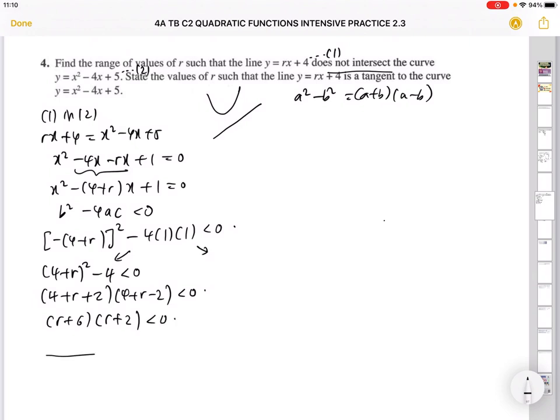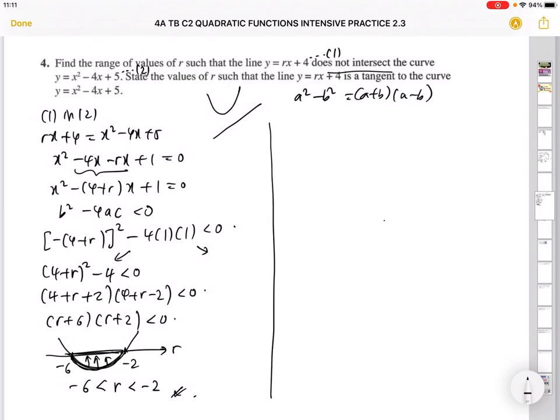And normally, when you want to solve a quadratic inequality, we sketch a graph. The roots are minus 6 and minus 2. Less than 0 means the region should be below here. Your r will be between minus 6 and minus 2.